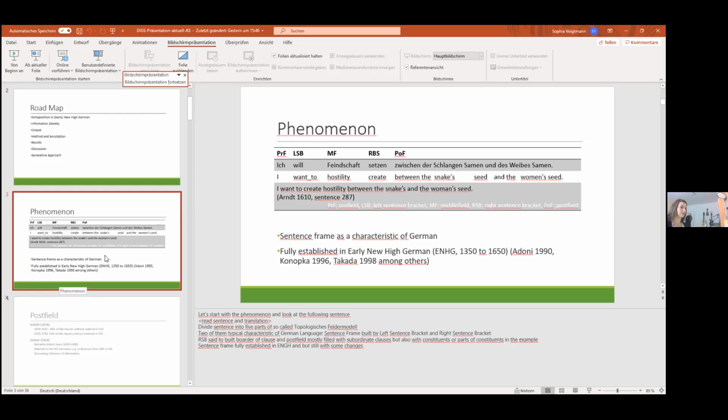The sentence frame consists of the left sentence bracket and the right sentence bracket, short LSB and RSB in our presentation here, where the parts of the predicate of the verb are distributed. The right sentence bracket is usually set to build the end of the sentence. So usually when we have material behind it in the postfield, it's subordinate clauses. But as you might know and see in this example, constituents or parts of constituents can also be placed there, but it's not the most canonical word order for German. So we must have some triggers to place material here.